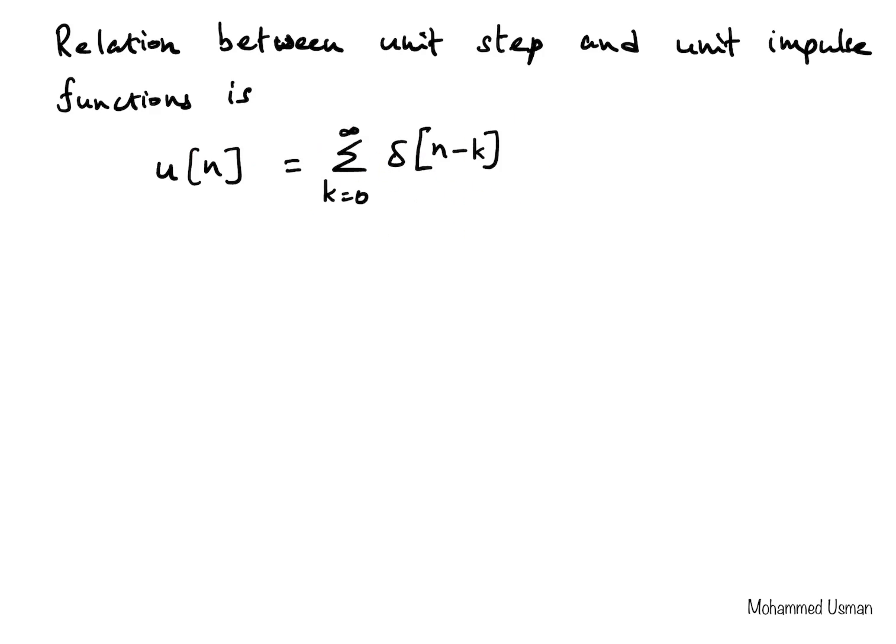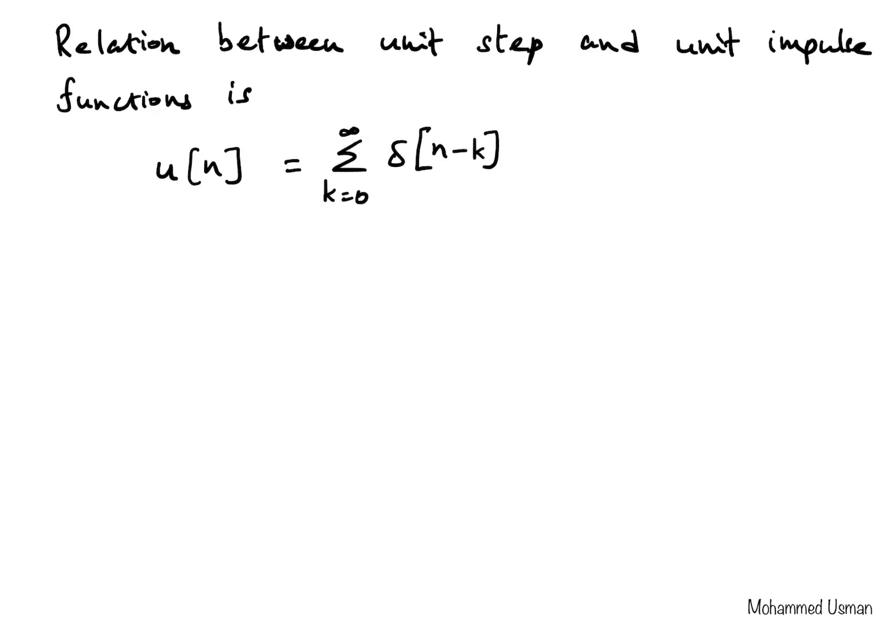So when k equals 0, you have delta of n. When k equals 1, it is delta of n minus 1, that is, delta shifted to the right by 1, and so on. So we have this relationship between the unit step function and the unit impulse function, and we did this in lecture number 8, if you recall from the video of lecture 8.